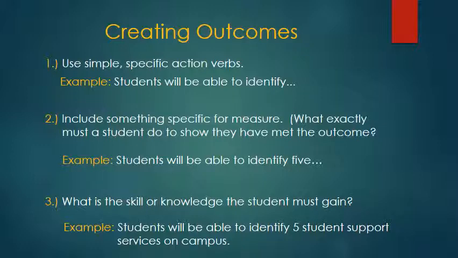By this time, you have hopefully completed step 1 of identifying the verbs for each outcome. Now decide how you are going to measure the completion of each outcome. And last, include the specific skill or knowledge the students need to have. Pause the video at this time to try to complete your 3 to 5 student success outcomes.